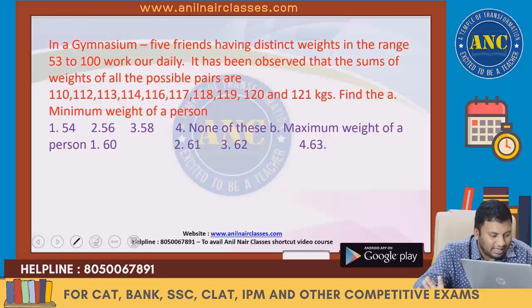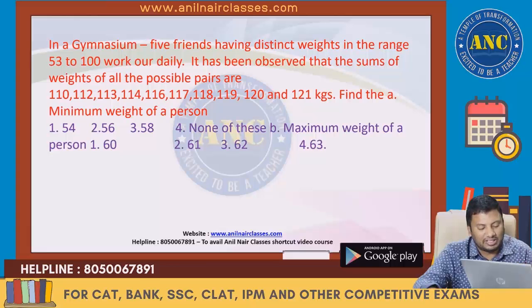That's exactly what I realized: when the weights are of the form 54, 56, 58, it has to be a doublet. It cannot be a triplet. Are you all with me? It has to be a doublet. It cannot be a triplet.